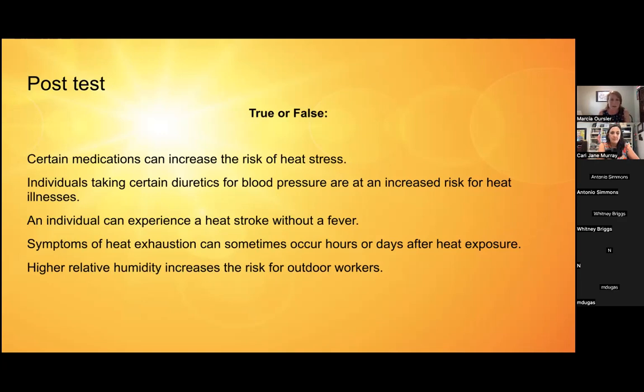Once again, heat exhaustion symptoms can mimic a stomach bug, and we can have symptoms arise from heat exhaustion hours or days after the exposure. And once again, humidity increases the risk for outdoor workers. Recently we had a little break in the heat, but humidity is still high, and we're still in these danger days. So we don't want to have a false sense of security seeing the temperature drop by a little bit, because it's still dangerous to be outside for too long. But that's the little post test, just a reiteration.